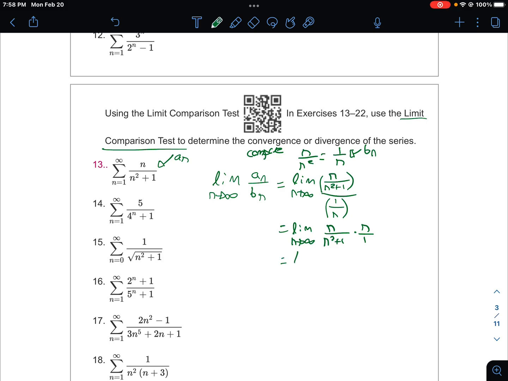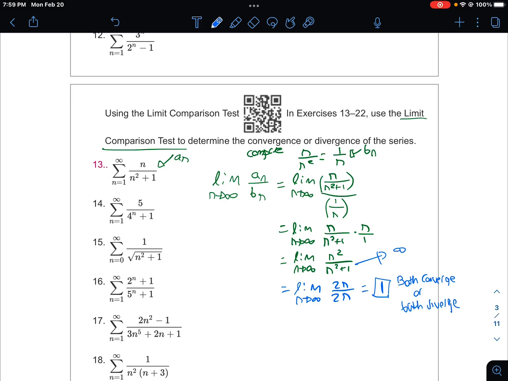Okay. What's going to happen here is I'm going to get the limit as n approaches infinity of n squared over n squared plus 1. If I do this, I'm going to end up getting infinity over infinity. This is going to approach infinity right here. Infinity. So what that means is I have to apply L'Hopital's rule, and I'm going to get the limit as n approaches infinity of 2n over 2n, which is going to be equal to 1, because 2n divided by 2n is 1. So what this means is both converge or both diverge.